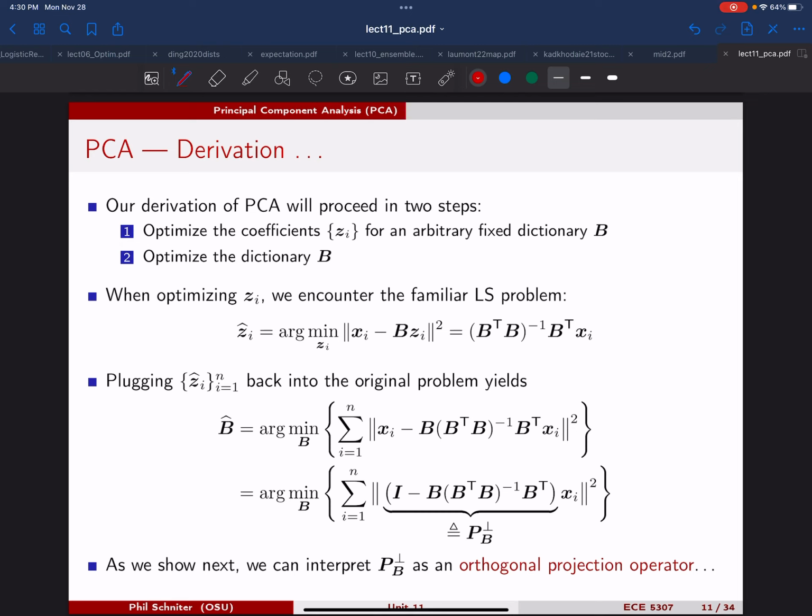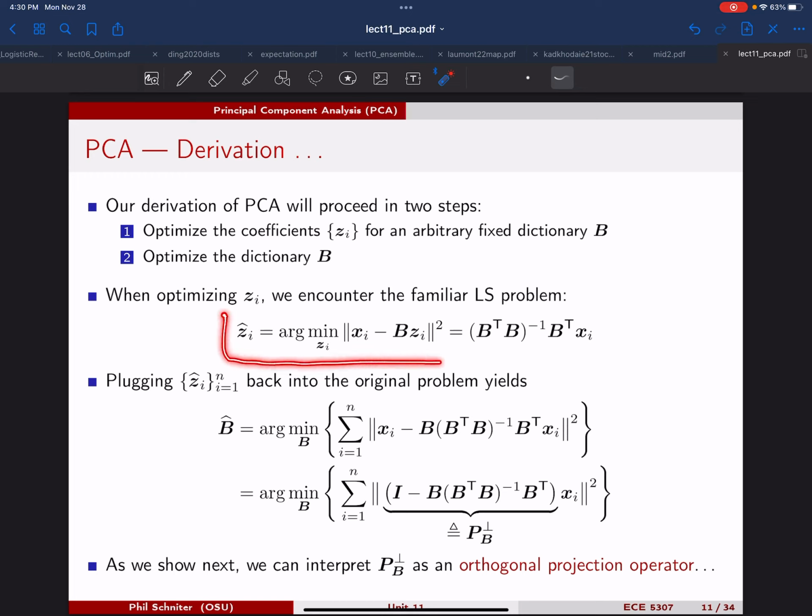The derivation goes in 2 steps. The first step is really easy. The second step, not as easy. But the 2 steps are, first we're gonna fix the dictionary B, it can be anything, and we'll find the optimal coefficients for an arbitrary fixed dictionary. And second, once the coefficients are determined, there'll be a function of B, plug that in and solve for the optimal dictionary B.